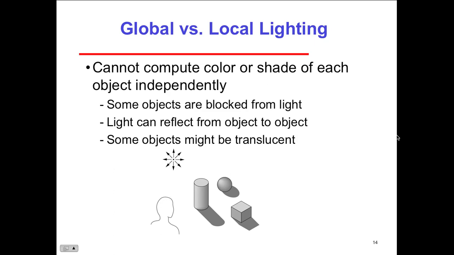Global versus local lighting. This is interesting. You can have multiple light sources. As an example, in this room I can turn on a cell phone and have a light coming from the screen. It's going to be a different light source than the light that's coming from the ceiling. It's a different light source from somebody else's phone that they might turn on.